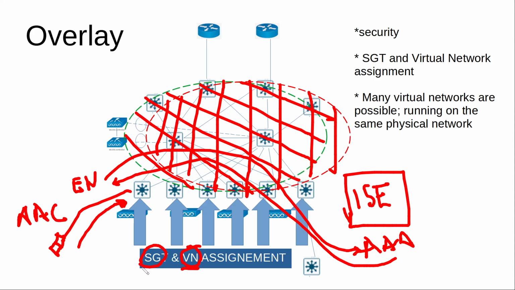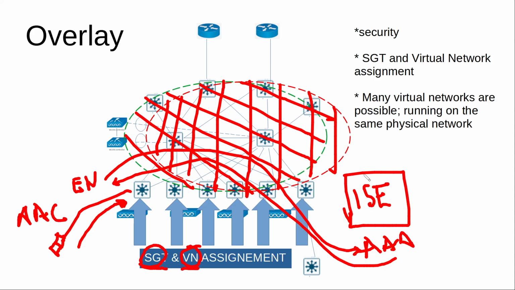And I'm going to assign a scalable group tag in order to later on apply a scalable group access control list to that traffic, which is a similar way of applying access control lists for legacy networks. So as you can see, you will need an ISE server for your SD-Access network to work.